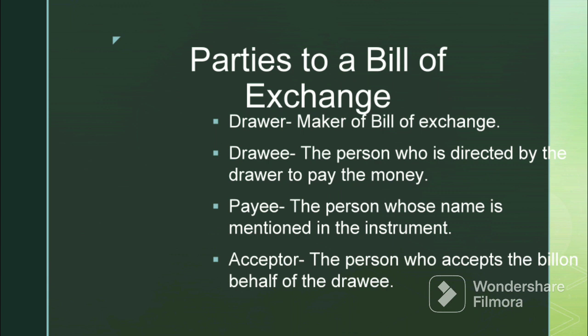Drawee, the person who is directed by the drawer to pay the money. Then the payee, the person whose name is mentioned in the instrument. While preparing the bill of exchange, whose name is mentioned in the instrument, that person can be called as payee. And finally, the acceptor, the person who accepts the bill of exchange on behalf of the drawee. Sometimes it can be the drawee himself or else a person assigned by the drawee.